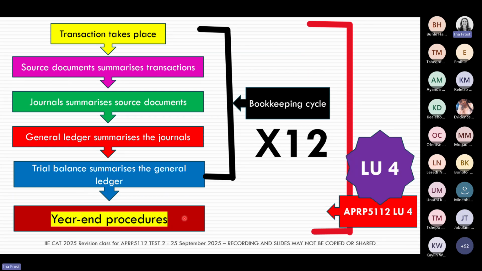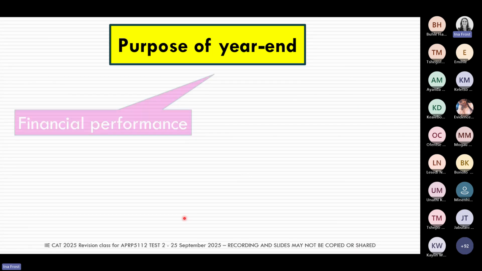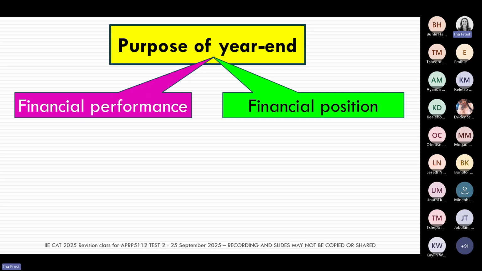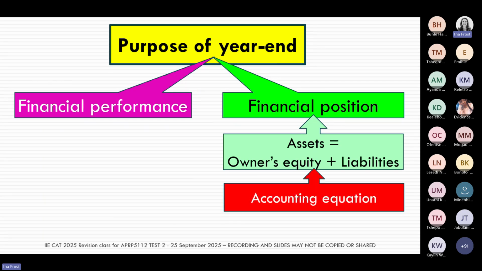What do the year-end procedures involve, or what is the purpose of year-end procedures? The purpose is twofold. One is to calculate the financial performance of the business, and the other one is to calculate the financial position of the business. Financial position consists of the assets, owner's equity, and liabilities of the business, and it is essentially your accounting equation.